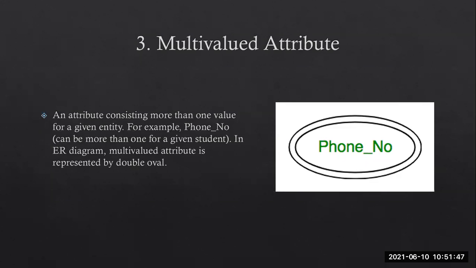And when you have a single oval and inside it the attribute is underlined, that is called a key attribute or primary key. And when you have an attribute classified into more attributes, we say it is a composite attribute here. Okay, so three attributes are done: key, composite, and multi-valued here.